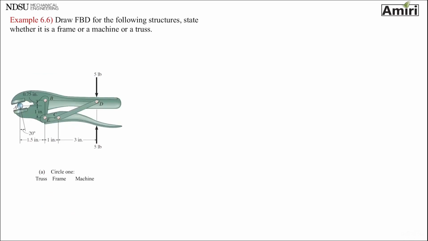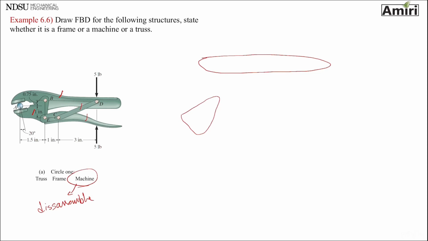Let's look at another one. Well, definitely not a truss. And it has moving parts for transferring and transmitting load, so it's a machine. A machine means disassemble. So let me see. I see 1, 2, 3, 4 members. Okay, so I'm going to draw 4 members: a top member, a jaw, which doesn't have to be exact, a lower member, and the member that connects these two together. Okay, an outline of all of them.